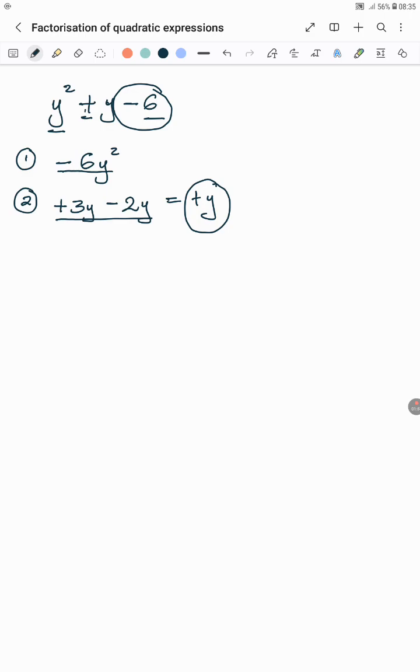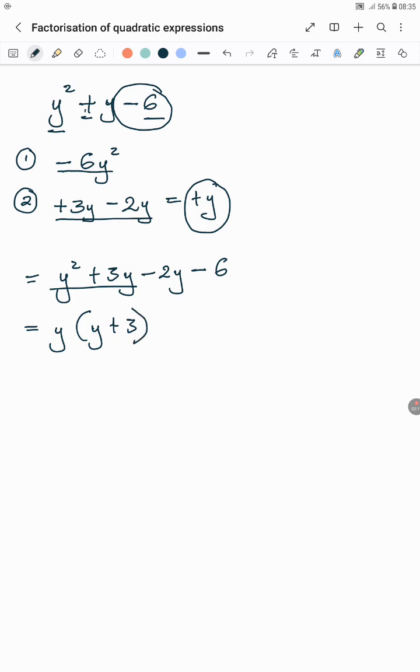So we're going to write the next stage as y squared plus 3y minus 2y minus 6. And then we can factorize here. The first two terms we factorize and we take out y. We're going to have y plus 3. And the last two terms we're going to factorize and take out minus 2. If you take out minus 2 here, you're going to get y.